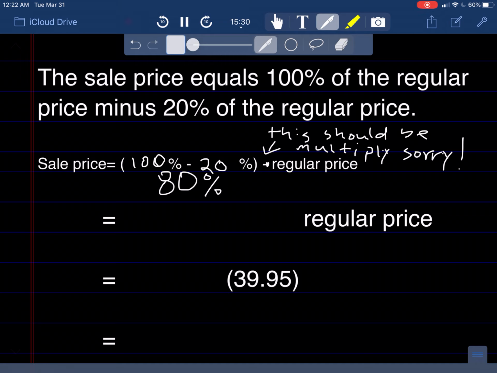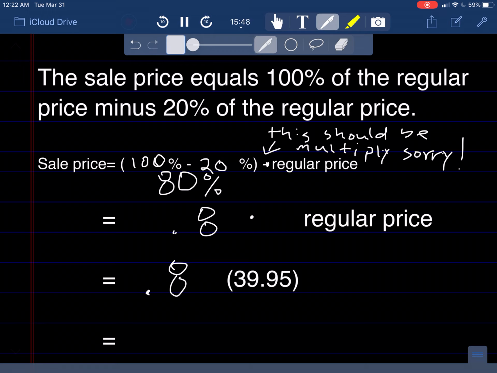So you should have 0.8 times the regular price. All right, so again, our regular price is $39.95. We're multiplying that by 0.8. So these are being multiplied. Here, I'm going to scoot that closer so you can see that.